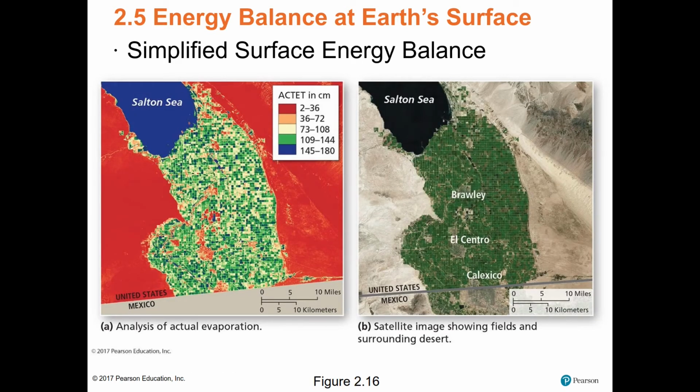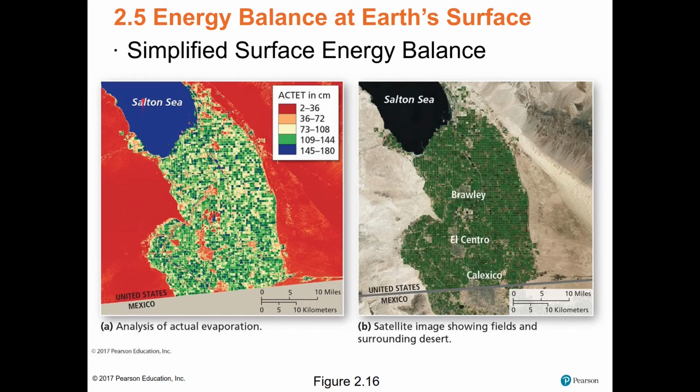So these are 2 images of the same place. This is the Imperial Valley, down in Southern California, right on the US-Mexican border. This is an image that was produced using a GIS. So using layers of information, they were calculating, or rather displaying, how much water evaporates in centimeters. 100 centimeters is about 3 feet, so 1 meter is about 3 feet. 180 centimeters is about 6 feet of water evaporating over the course of a year.